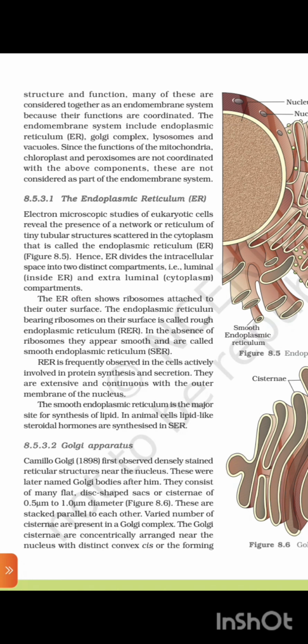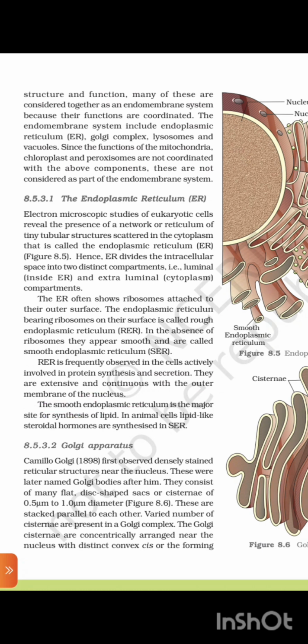They often show ribosome attachment to their outer surface. The endoplasmic reticulum bearing ribosomes on their surface is called rough endoplasmic reticulum (RER). In the absence of ribosomes, they appear smooth and are called smooth endoplasmic reticulum (SER). RER is frequently observed in cells actively involved in protein synthesis and secretion. They are extensive and continuous with the outer membrane of the nucleus.